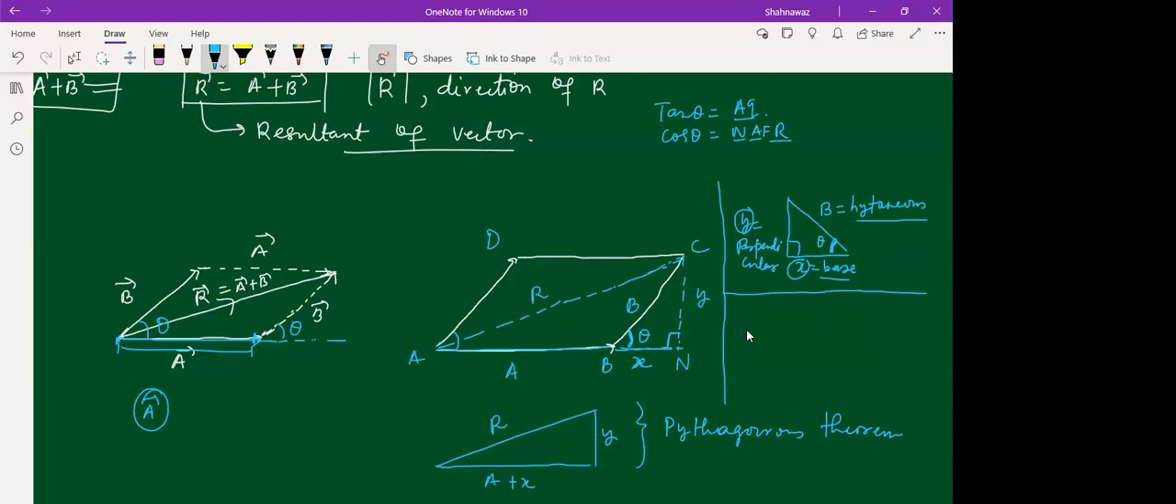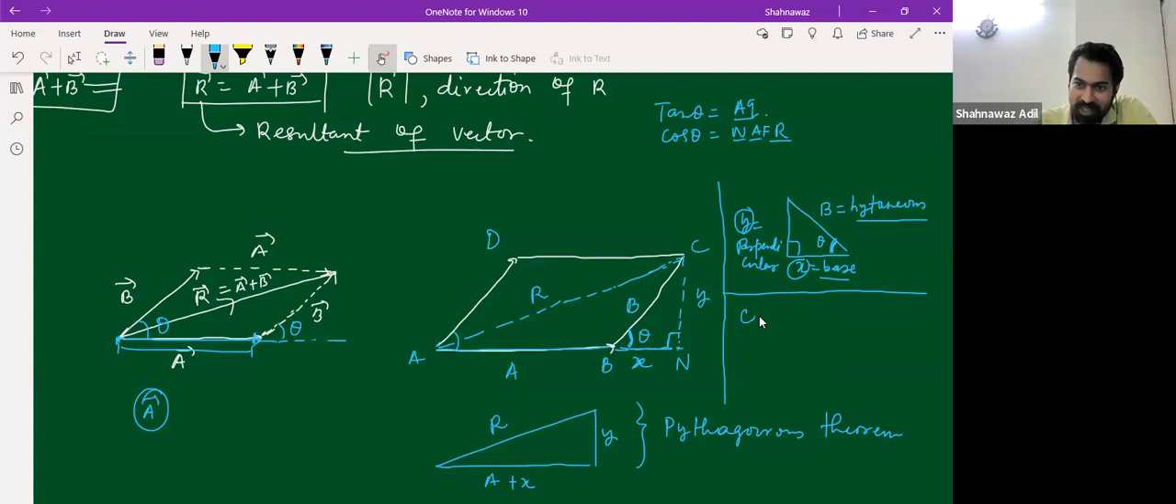So cos theta would be base, which is x, by hypotenuse, which is b. So x would be how much? Our goal is to find x and y. Just remember this, right? So x would be b cos theta.